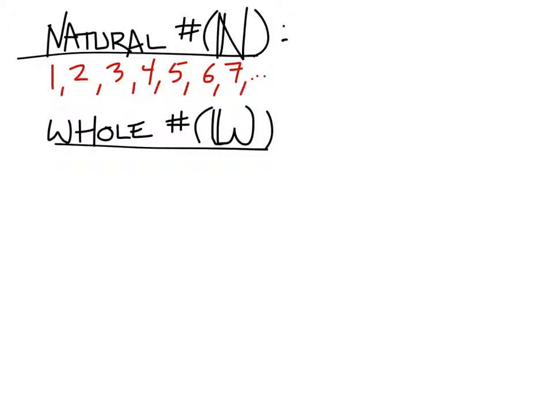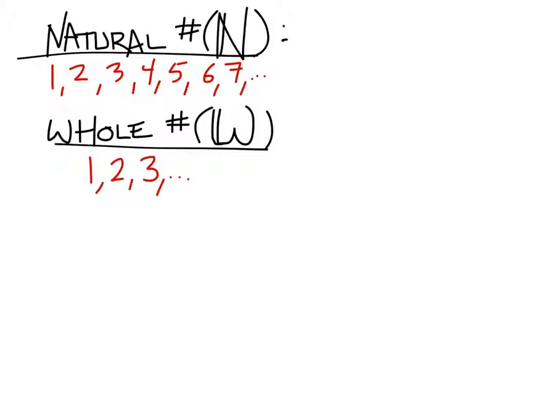Let's start with 1. After 1 is 2, then 3, 4, 5. The great news is this pattern goes on forever and ever. Go to 100. We may look at this and see that there's no real difference between the whole numbers and the natural numbers.